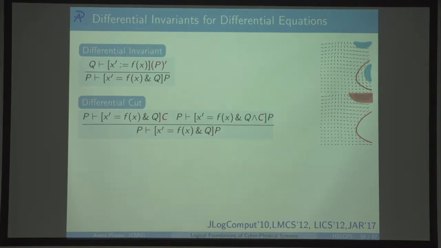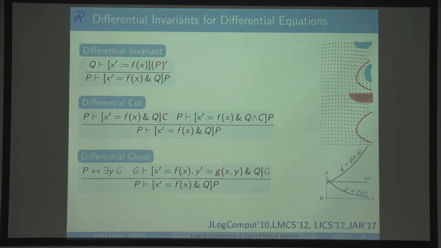You prove C on the right-hand side, and then you assume C on the left-hand side, except now for differential equations. Differential ghosts, the way they work is that they say, well, if you have a question about an ODE, how about you ask a question about a more complicated ODE? Why should that help? Well, a more complicated ODE that has extra differential equations with extra dynamics in it, and then answer another question, G is an invariant for it, which is equivalent to P in the sense that P, if and only if, there is a Y for which G holds true.